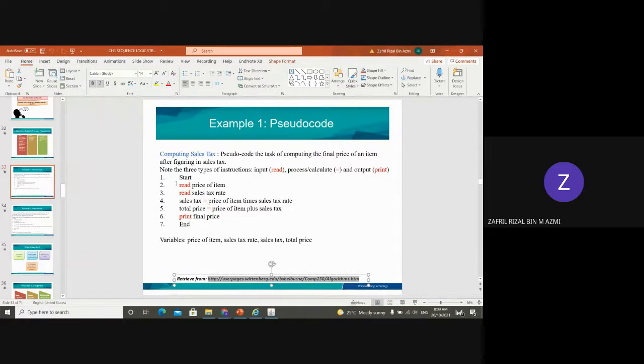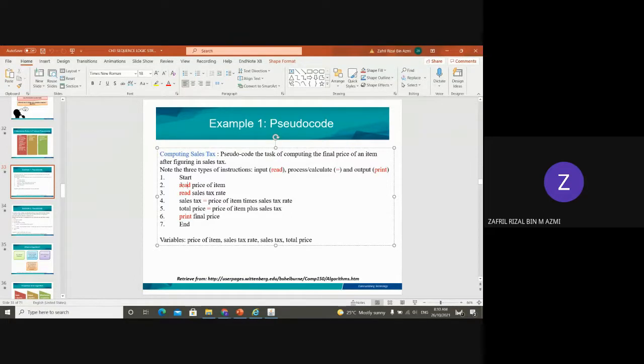So for pseudocode, you must have numbers, and then the start. Sometimes you put "start", sometimes you put the program name. It's up to you. It's okay. But this is for pseudocode. And you see that the process, the instructions, are listed in what we call the correct flow of the program.